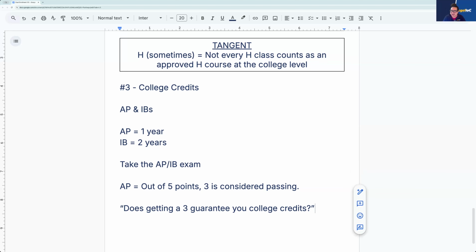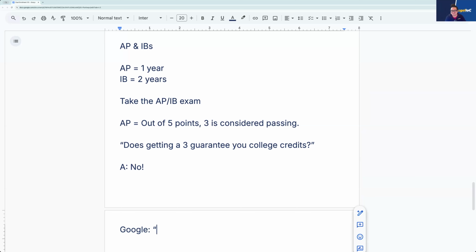So the answer is no. That does not guarantee the college credits. How you want to check this out is every single school is different. So you want to look up on Google the college's AP articulation. So like UCLA AP articulation, Harvard AP articulation, all these kinds of schools. Plug it in.